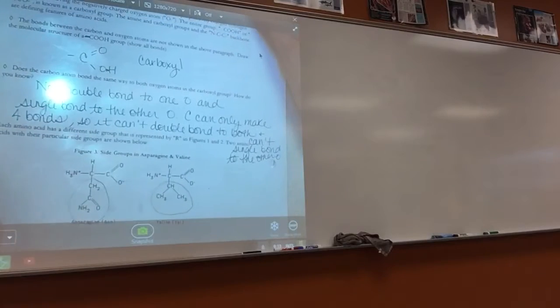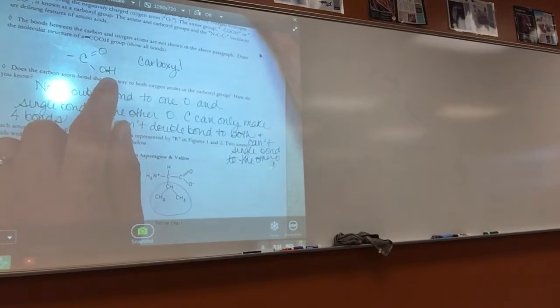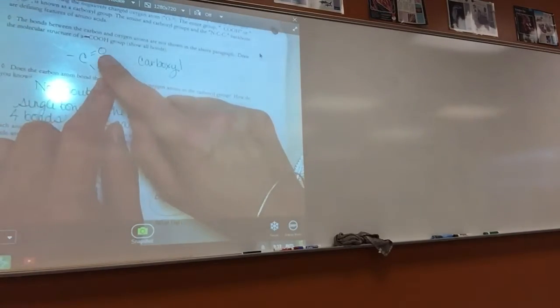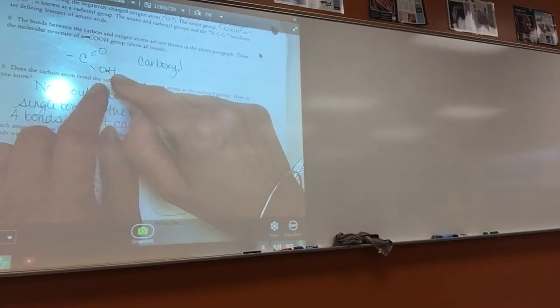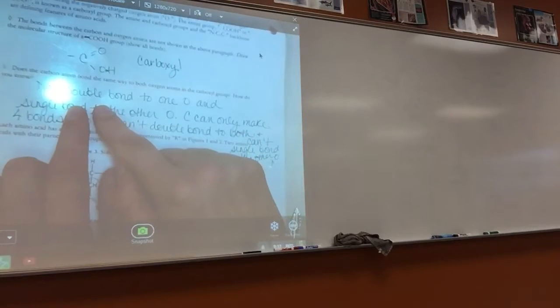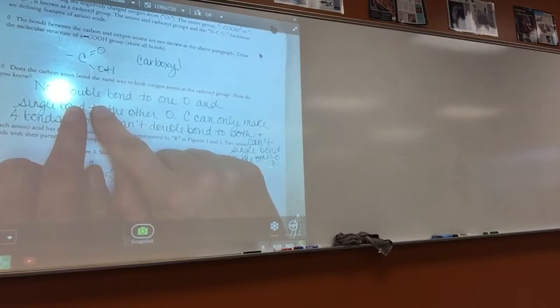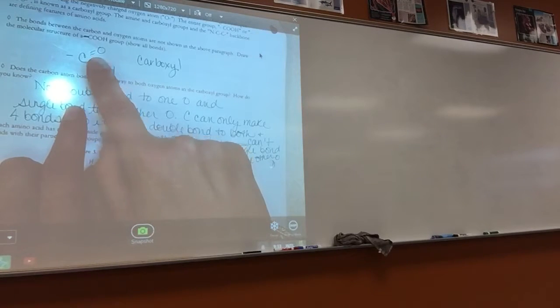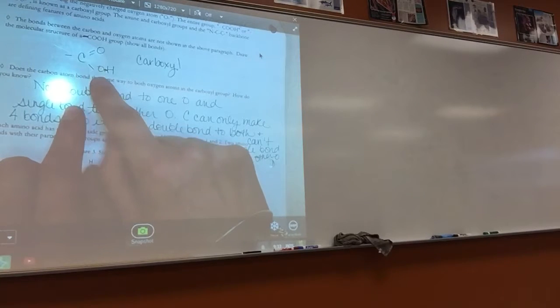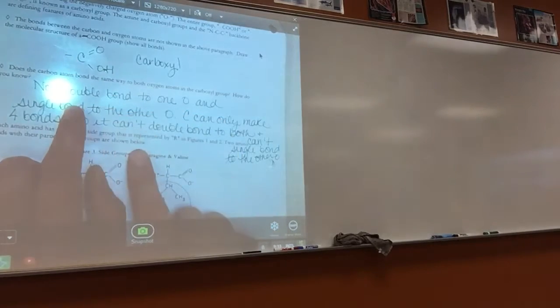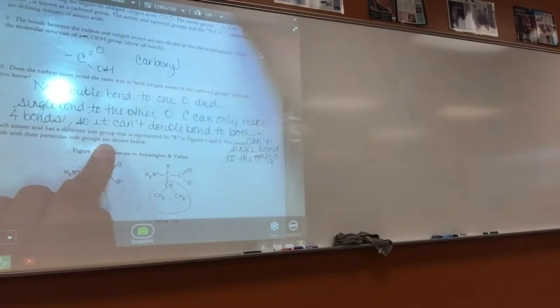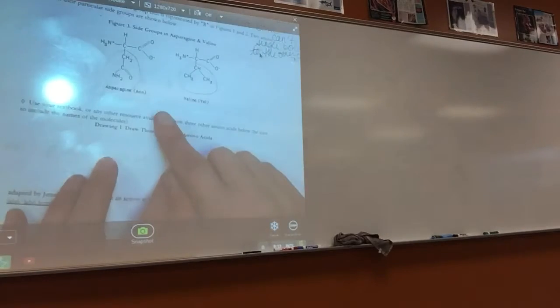All right, the next one asks you to draw the bonds between all the atoms of the carboxyl group. So we have the C double bonded to an O, and the C is also bonded to an O, which is bonded to an H. The next one asks, does the carbon atom bond the same way to both oxygen atoms? And that is no, because it makes a double bond to one and a single bond to the other. It can only make 4 bonds, so it can only single bond to that oxygen.